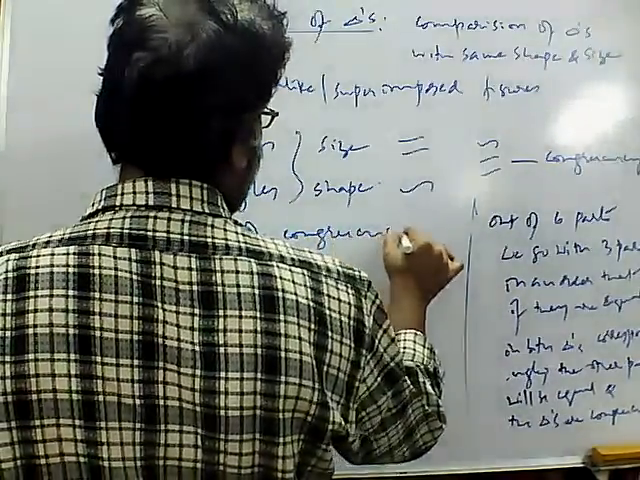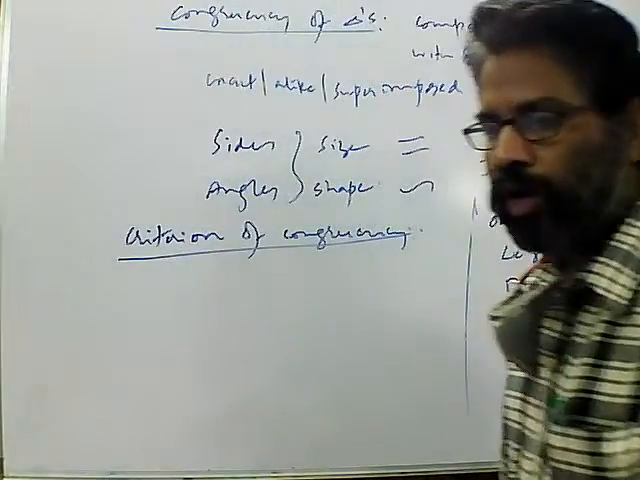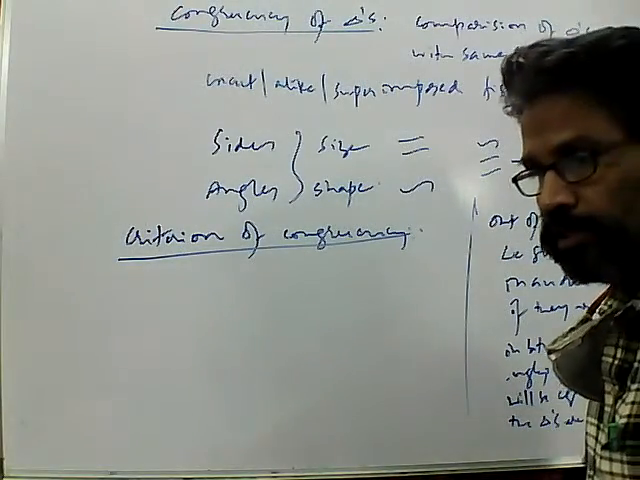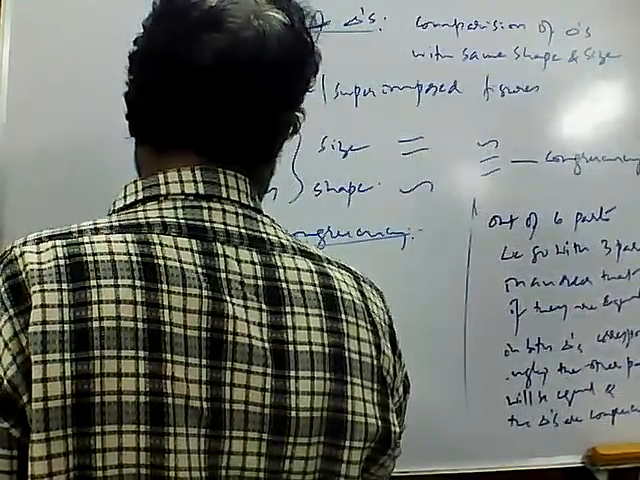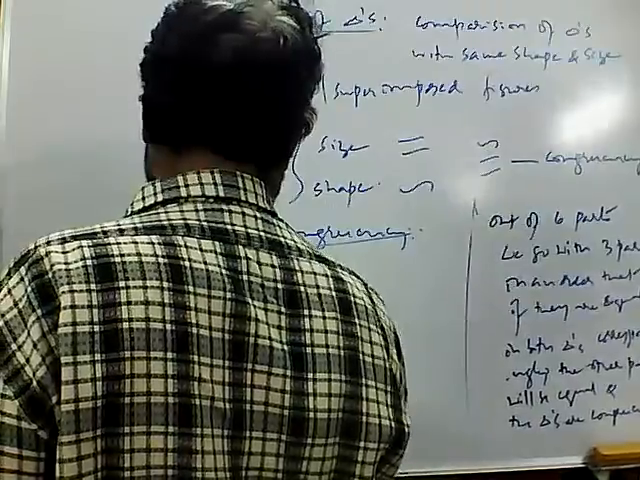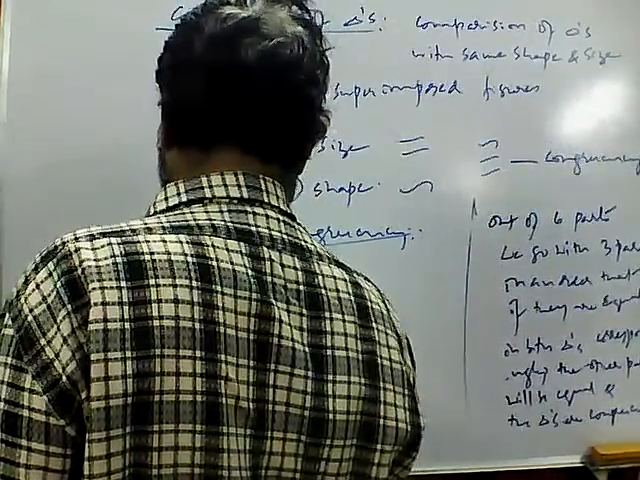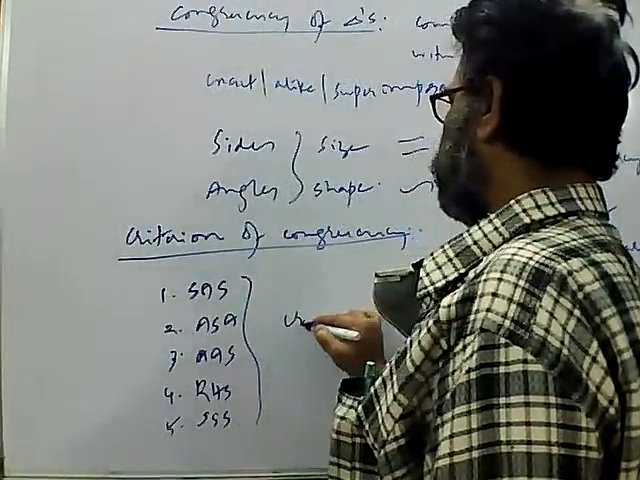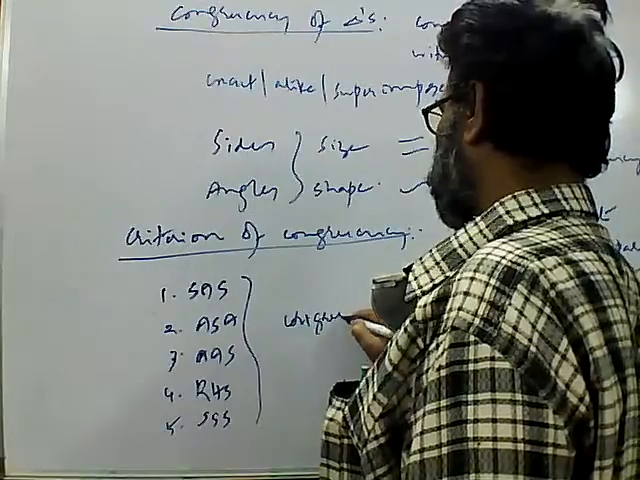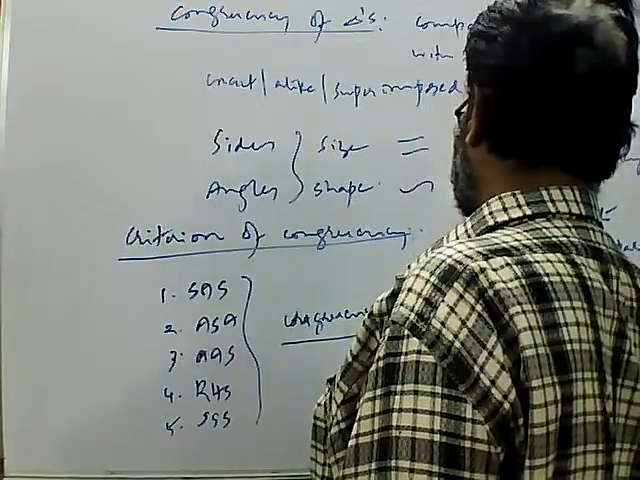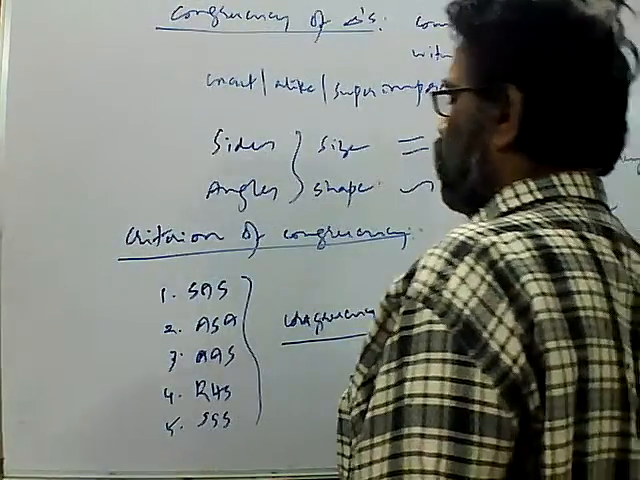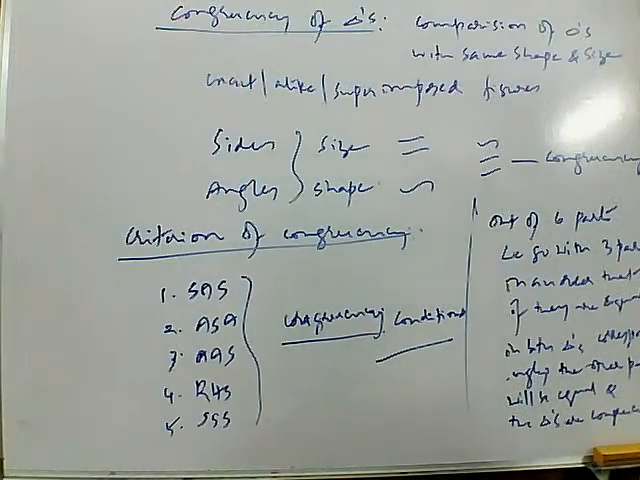So there is congruency of triangles. As I told you, triangle congruency is with respect to the order of the parts, not with respect to alphabetical order. So there is SAS, ASA, AAS, RHS, and SSS congruency condition. Criteria of congruency is that.